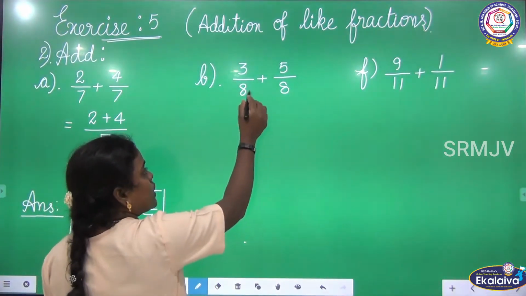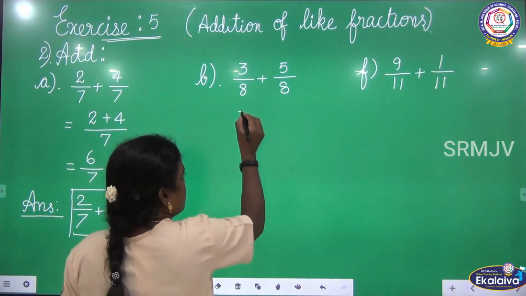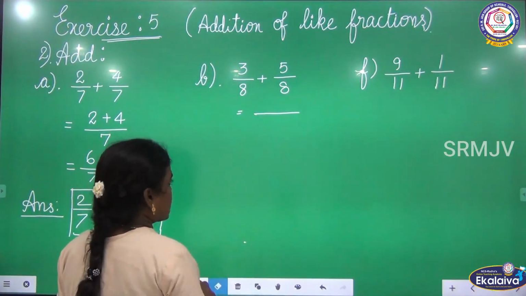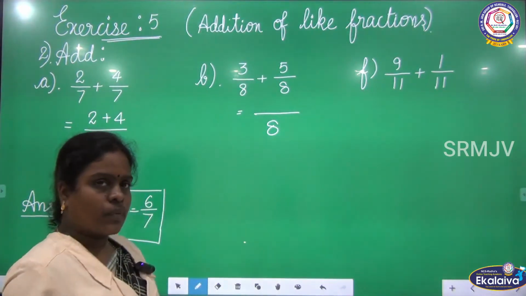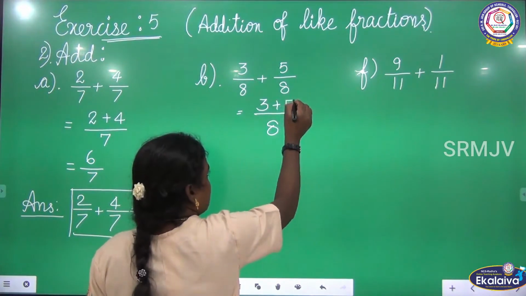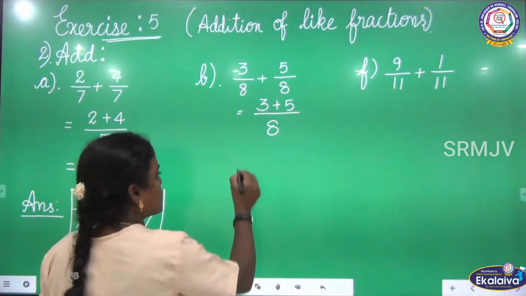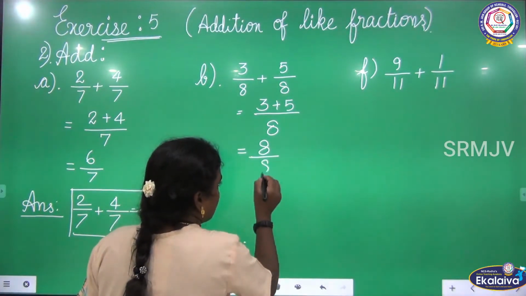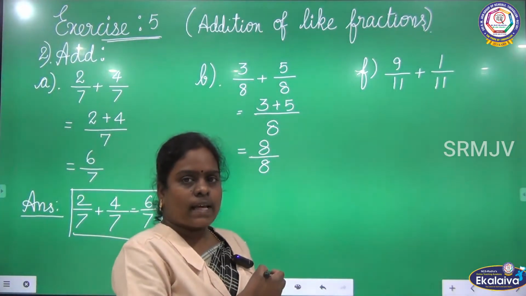So here the denominators are same because it is a like fraction. So just take only one denominator. And what are the numerators, children? 3 and 5. So add the numerators. 3 plus 5, it is 8. And the denominator is also 8. Look at the numerator and denominator. Both the numbers are same.